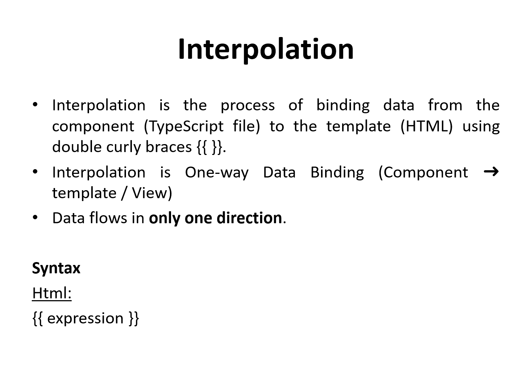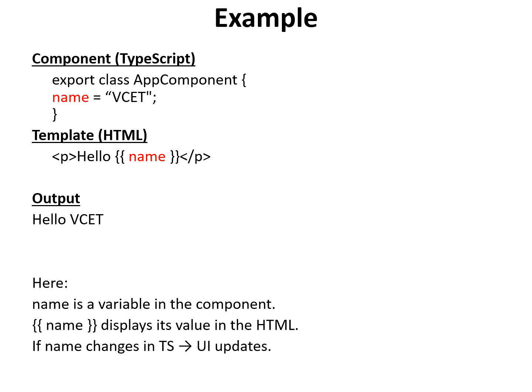Interpolation is the process of binding data from the component to the template using double curly braces. Interpolation is one-way data binding, where data is synchronized from the component to the template or view. So data flows in only one direction. The syntax uses double curly braces to represent the interpolation.